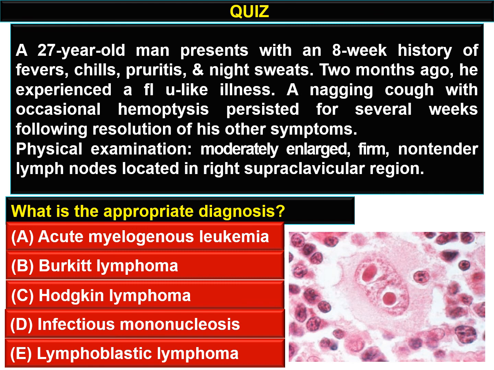this is a quiz. A 27-year-old man presents with an 8-week history of fever, chills, pruritus, and night sweats. Two months ago, he experienced a flu-like illness. A nagging cough with occasional hemoptysis persisted for several weeks following resolution of his other symptoms. Physical examination revealed a moderately enlarged, firm, non-tender lymph node located in the right supraclavicular region. So what is the appropriate diagnosis?